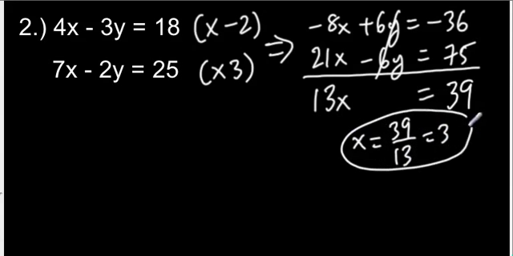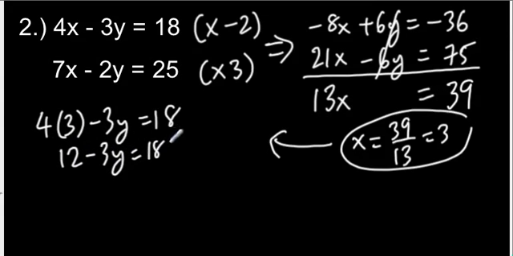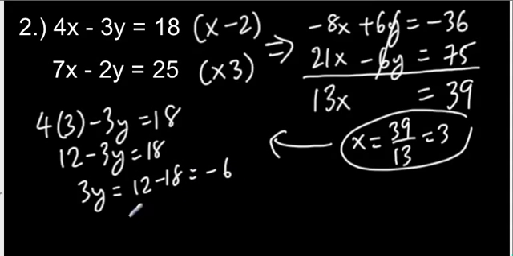So basically we have x. Now we need to do the same thing and find y. I'm going to plug into the first one. So it's 4 times 3 minus 3y is equal to 18. That's 12 minus 3y is equal to 18. So what that means is 3y is equal to 12 minus 18, which is equal to negative 6. And so y is equal to negative 6 divided by 3, which is equal to negative 2.